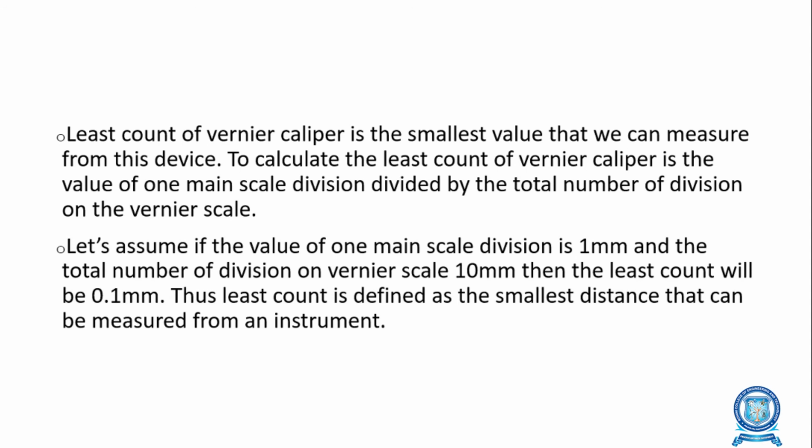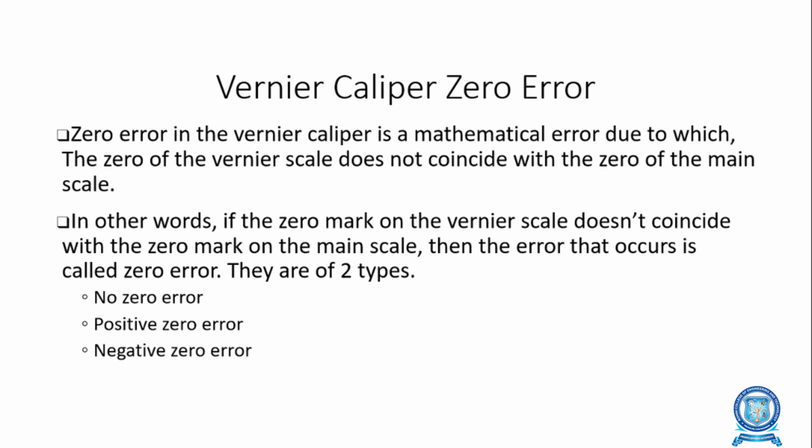The least count of the vernier caliper is the smallest value that we can measure with this device. To calculate it, divide the value of one main scale division by the total number of divisions on the vernier scale. Let us assume the value of one main scale division and the total number of divisions on the vernier scale is 10 mm, then the least count will be 0.1 mm. So the least count is defined as the smallest distance that can be measured by an instrument.